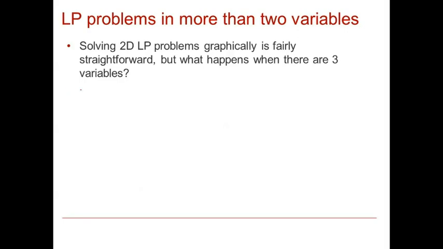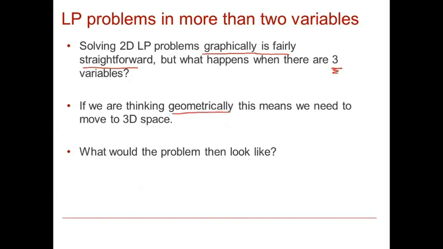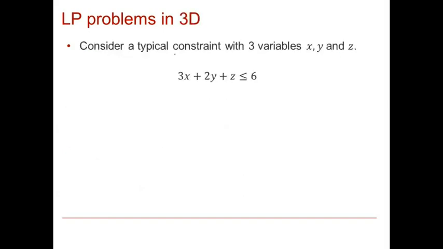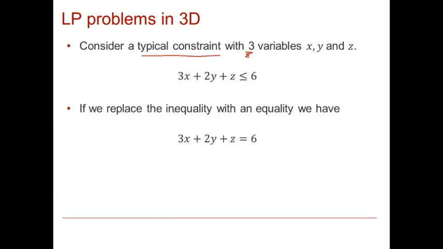So solving two-dimensional linear programming problems graphically is fairly straightforward. But what happens when there are 3 variables? If we're thinking geometrically, this means we need to move to 3D space and draw a 3D graph. So what would the problem look like then? We're going to consider a typical constraint with 3 variables. 3x plus 2y plus z is less than or equal to 6. If we replace the inequality with an equality, we then get 3x plus 2y plus z equals 6.